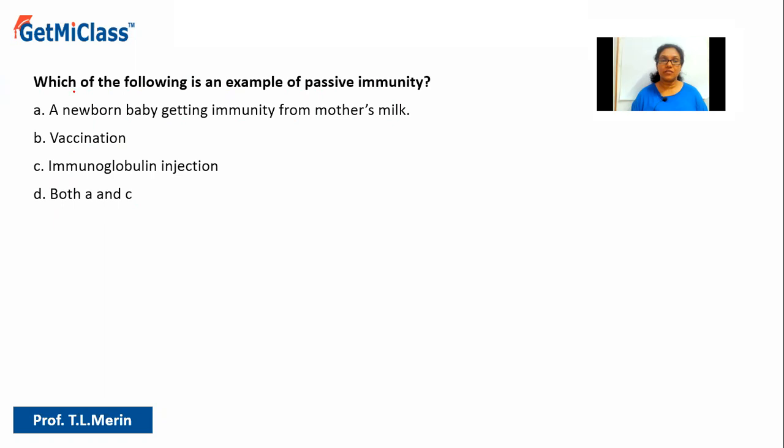Now let us understand the question. It says, which of the following is an example of passive immunity? So we have to look for an example of passive immunity. So what is passive immunity? If we talk about immunity, what is immunity? Immunity is the body's defense mechanism to fight against various diseases. So if we talk about immunity, there are mainly two types of immunity.